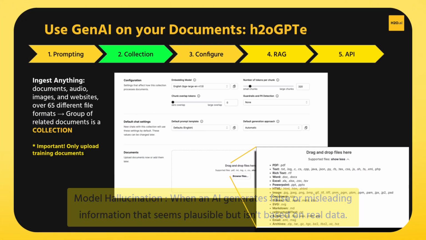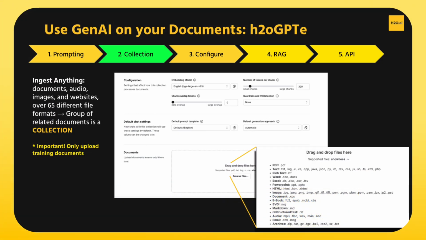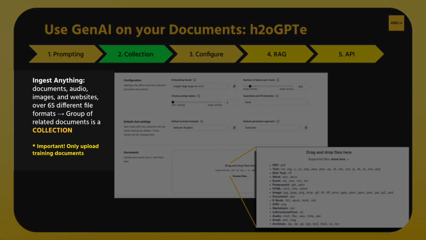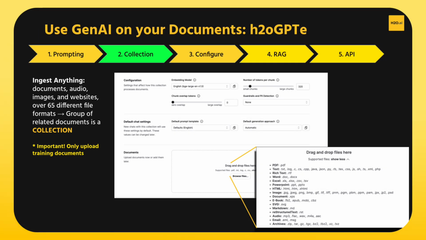To address this, we can create our own collection of documents and upload them to H2O GPT-E. This allows the AI to learn from our specific data and provide more tailored, accurate responses. Next, we'll focus on building this collection of documents to enable Retrieval-Augmented Generation, RAG.